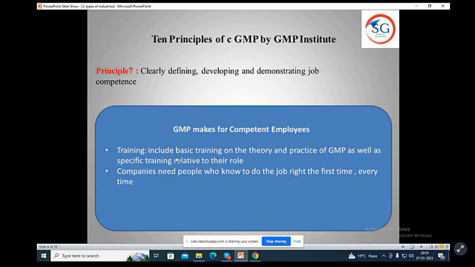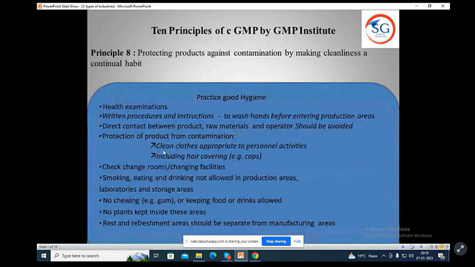So the main concept is doing right first time. The first time when you are doing the activity, you should do it correct. There will be no chances, there will be no excuses, because one mistake in a production department, the entire batch is lost and so much financial problem to the company.